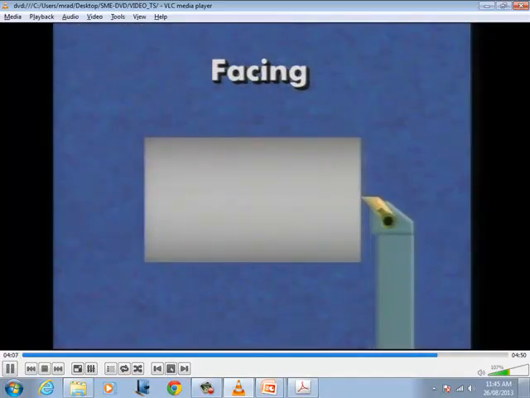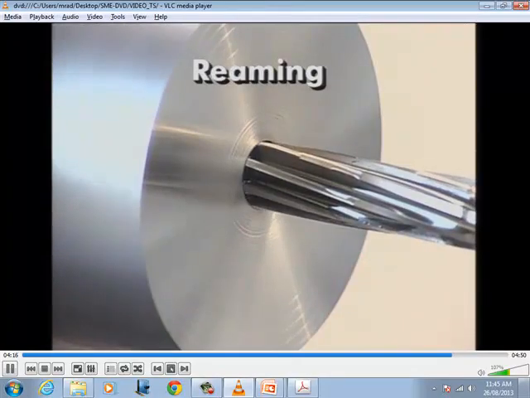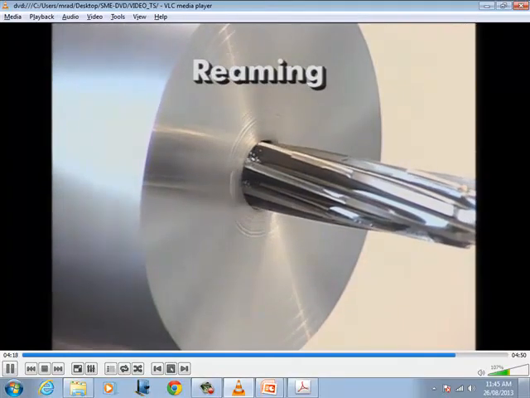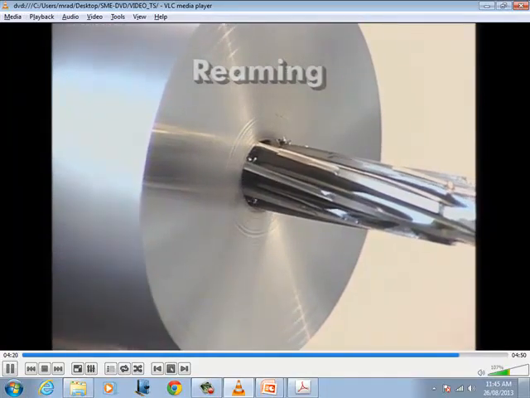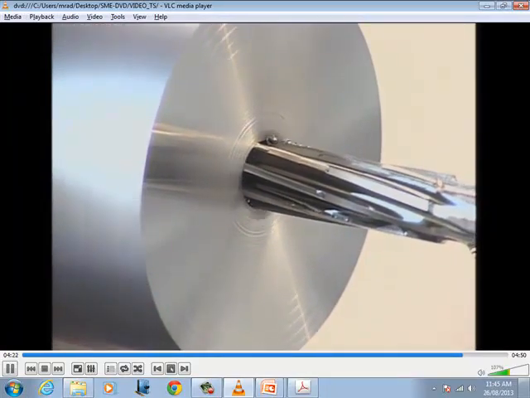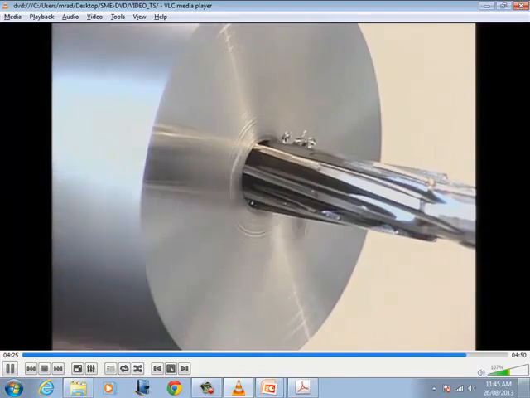Facing squares up the end of a workpiece. It also finishes the work, or a single diameter to the desired length. Reaming enlarges and finishes a previously drilled hole by removing a small amount of material with a rotating fluted tool of the desired hole diameter.